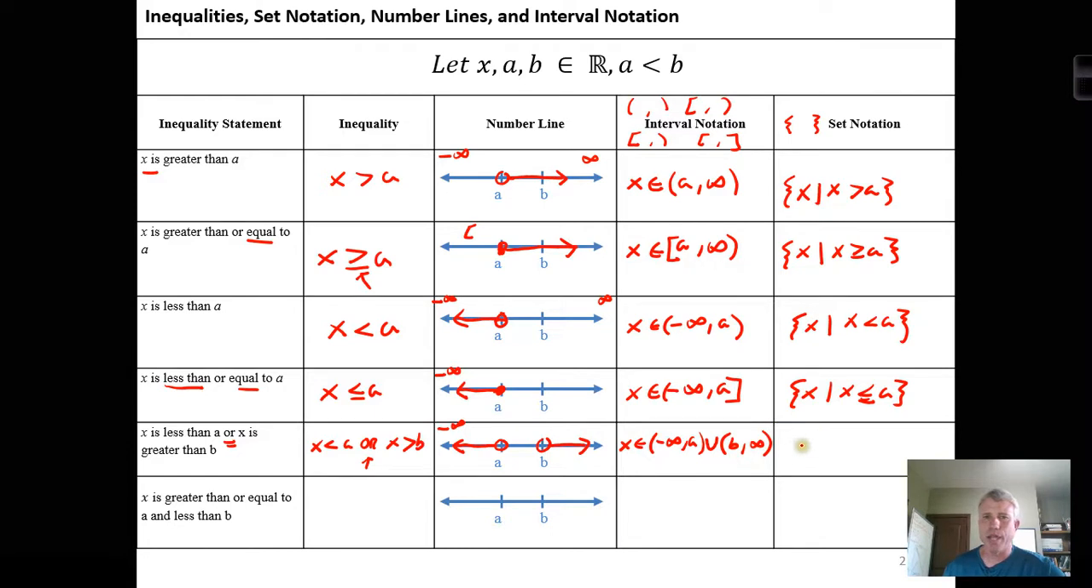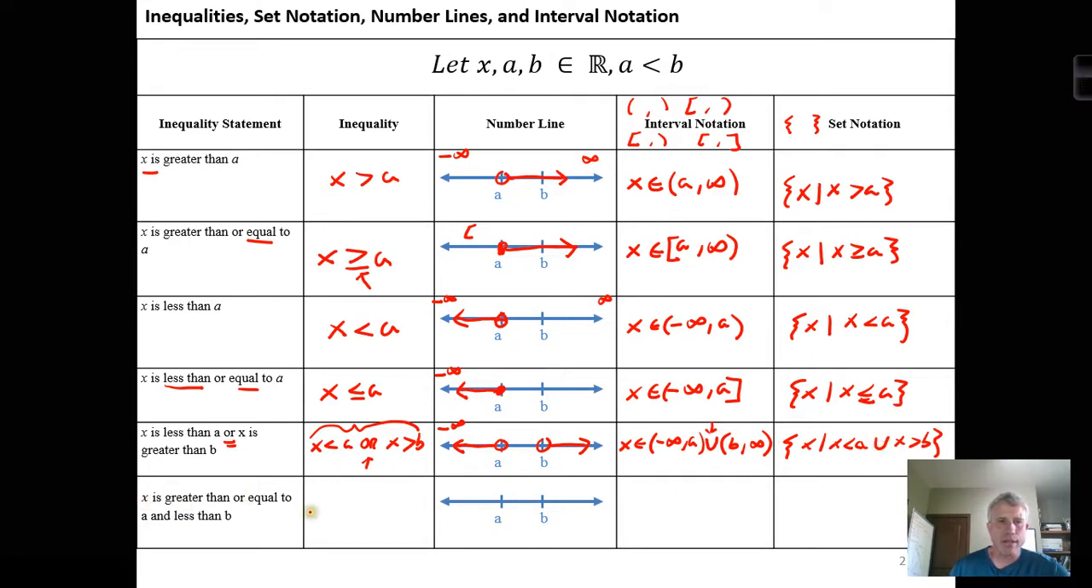And in set notation, I would just go the set of all x such that, and then I would pop this stuff right here in: x is less than a or x is greater than b, and it would be okay to replace the or with the union symbol if we wanted to. So we could do something like this.